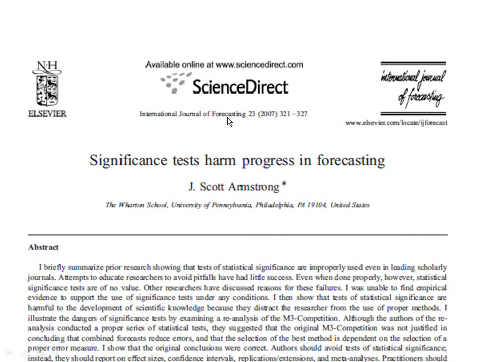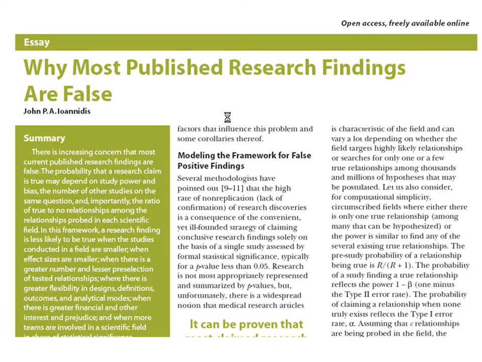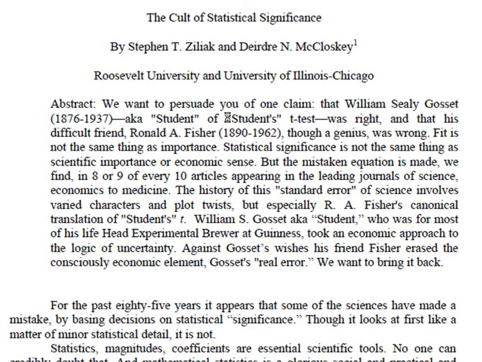Significance Tests Harm Progress in Forecasting, and we're not talking weather forecasting. If we look at the International Journal of Forecasting, it's not weather forecasting. It's just making inferences about future events. So Significance Tests Harm Progress in Forecasting, and then certainly one of the greatest paper titles, actually no, not yet. This is another good one: Why Most Published Research Findings Are False. And then another one, where you don't want to doubt the impact of a great title, The Cult of Statistical Significance. I love that one.